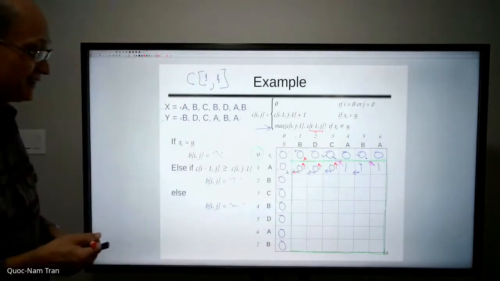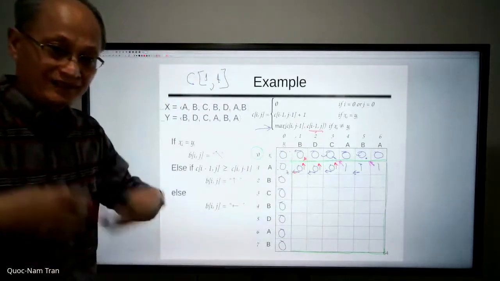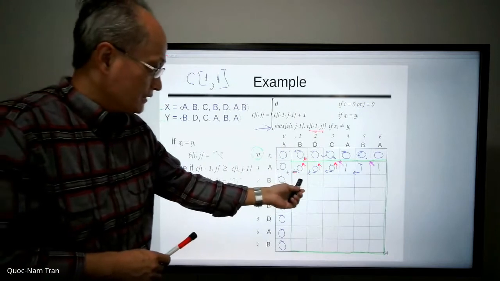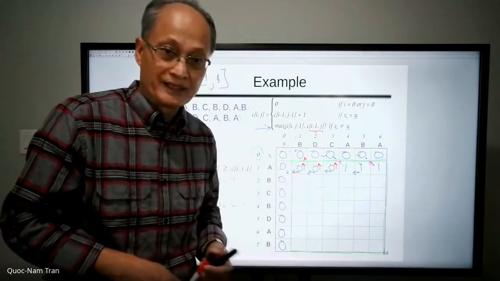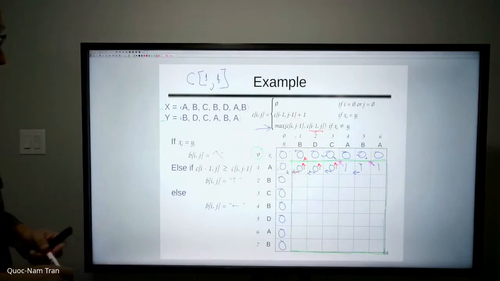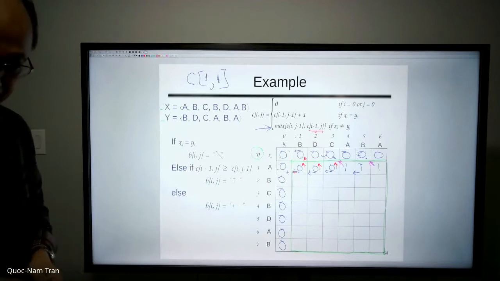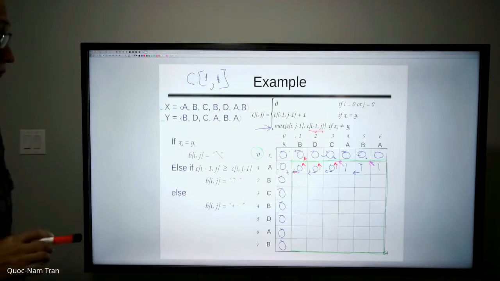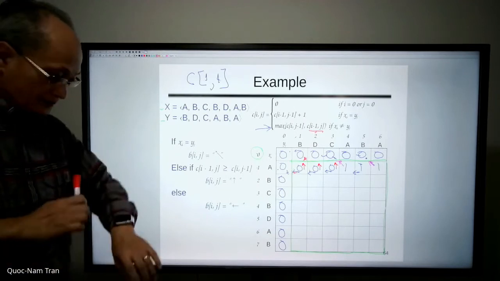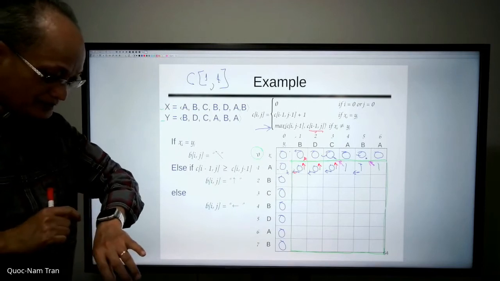All right, very good. So now let's fill out the second row. Everyone, take out a piece of paper and calculate the values for the second row. I'll give you about 3 minutes, which should be enough.